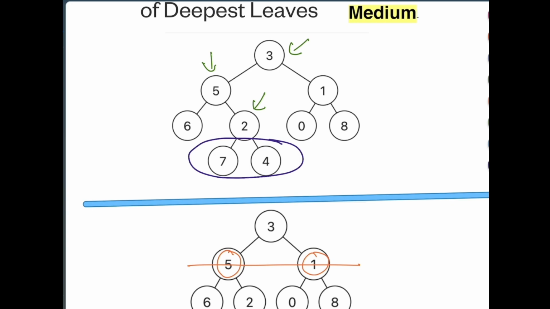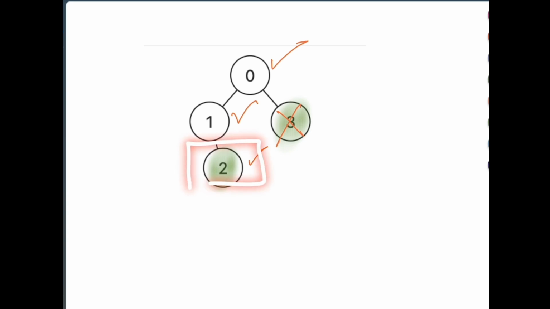So then you will have to say, okay, then I will consider 2 as my answer because from 2 I can reach 7, I can reach 4. And that is what's happening here. 2 alone can be an answer, and 2 will say that I can cover all the deepest nodes, or all the deepest leaves.